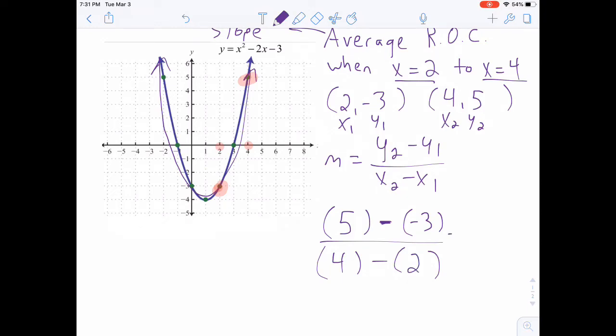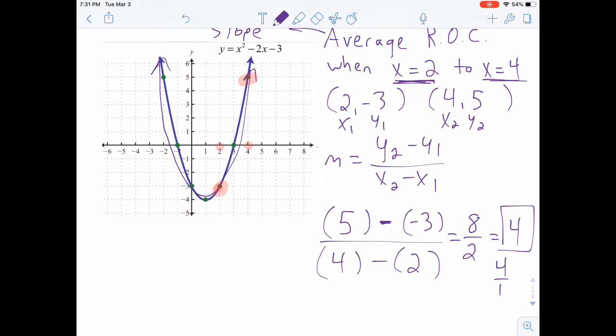Alright, we're going to simplify our numerator. 5 minus negative 3 is 8, over 4 minus 2, which is 2. And we're going to see if we can simplify any more, which I can. 8 divided by 2 is 4. So that means the rate of change between x equals 2 and x equals 4 is 4, or 4 over 1, depending on how we look at it.